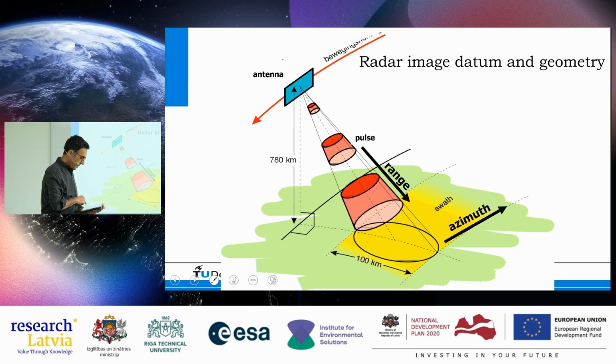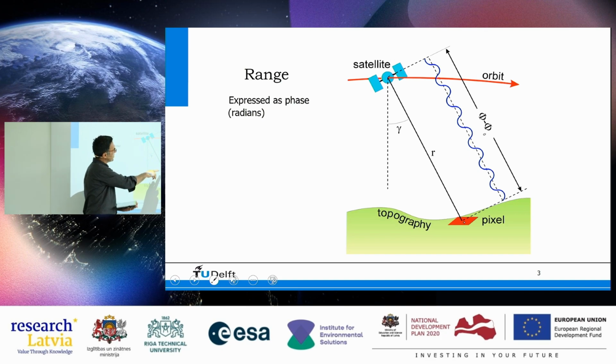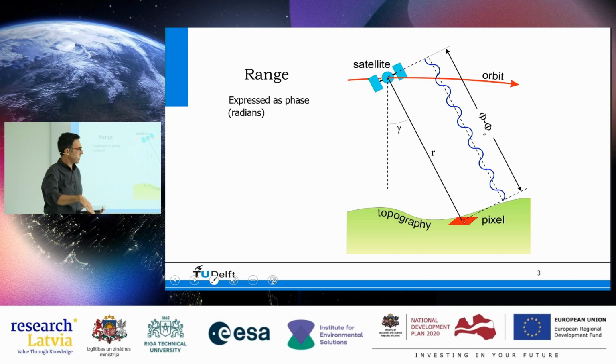Range and azimuth. If we look particularly at the range, it has a certain distance from the satellite to a certain pixel on the ground. I call that R for range. It also has a certain angle, which we call the look angle, the angle from the satellite down to the Earth.